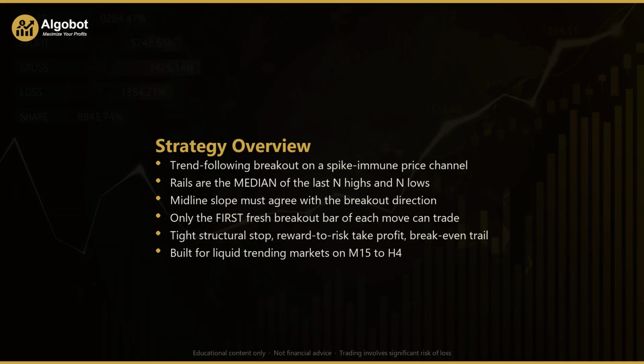The midline of the channel must be sloping in the direction of the breakout, measured in a way that adjusts for volatility. The EA only takes breakouts that agree with the prevailing drift. It also insists on a fresh cross, meaning only the very first breakout bar of a move can trade. This approach is suited to a patient, rules-based trader who prefers quality signals over frequent activity. As always, remember that trading involves risk, and losing trades are a normal part of any strategy.